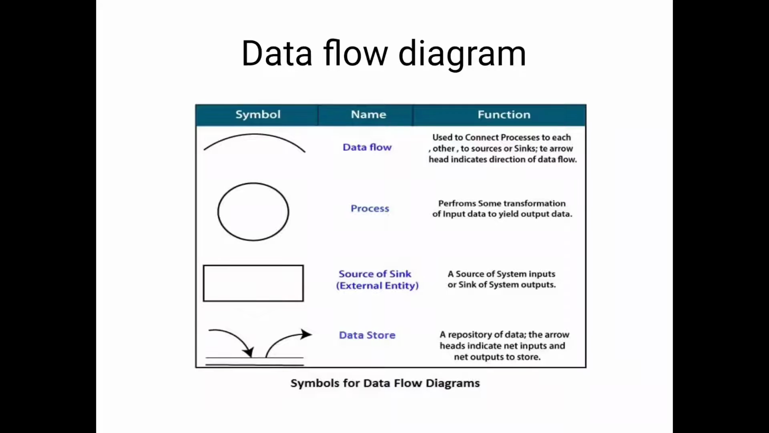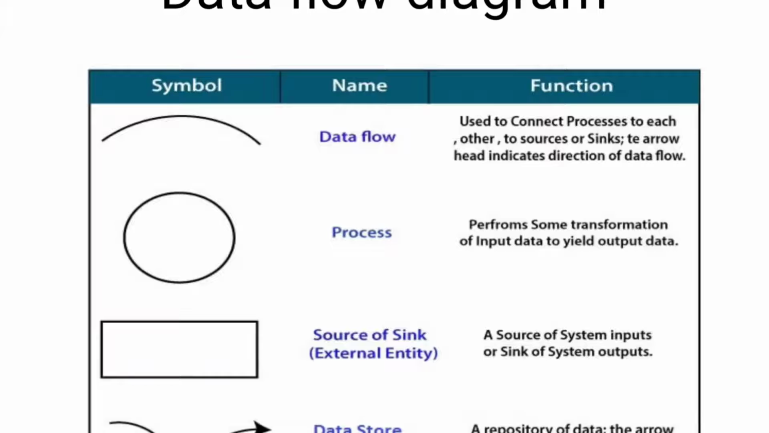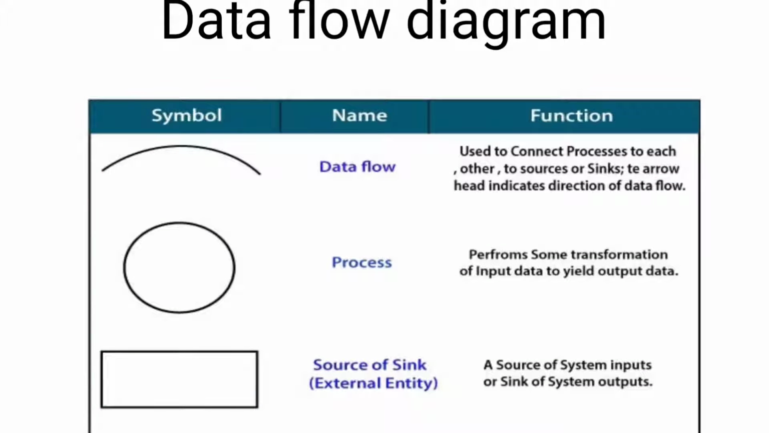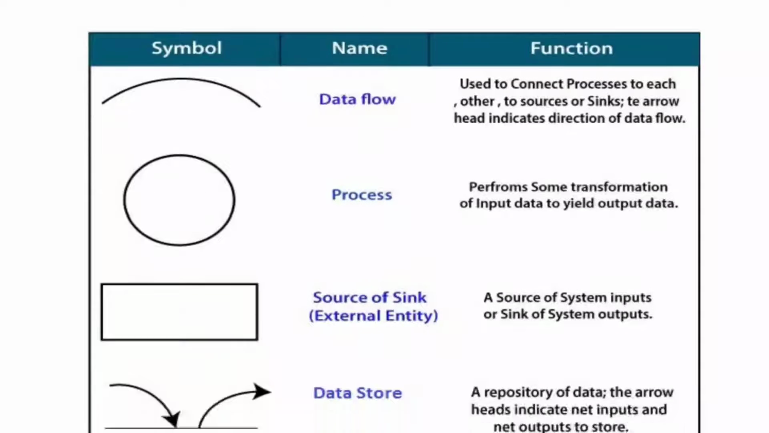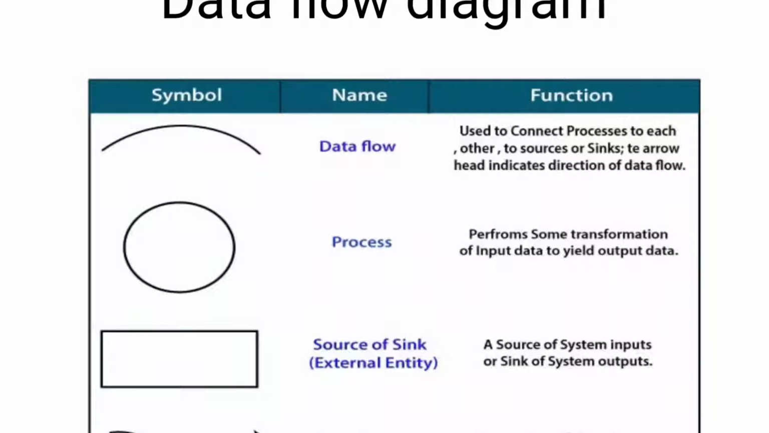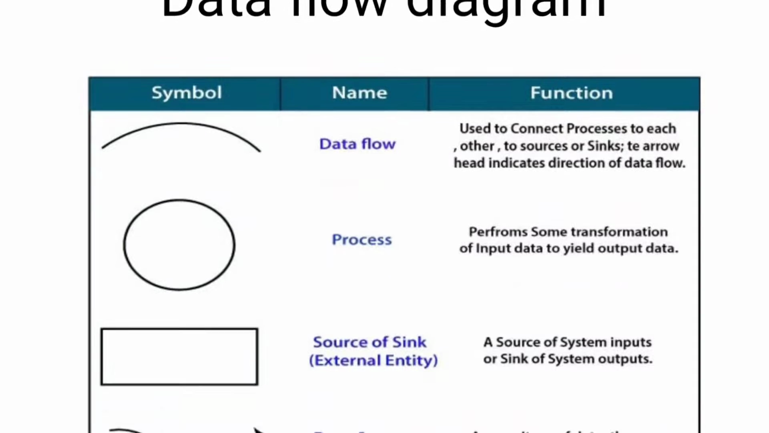This is the symbol which we use to represent a data flow diagram. This symbol is a flow of data, used to connect the processes to each other, to sources or sinks. The arrowhead indicates the direction of the data flow, in which direction the data is to flow. And this symbol is known as a process. It performs some transformation of input data to yield output data. So what is the input and what is the output?